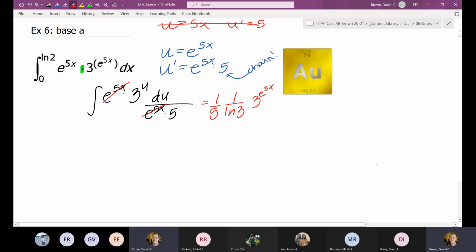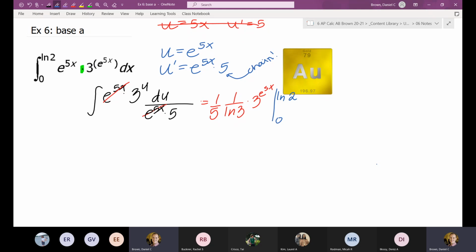Kind of a crazy looking answer. I would put a plus C here, but this is a definite integral, so I am going to draw the reminder that I am evaluating this from 0 to the natural log of 2. Before I evaluate it, any questions on that antiderivative? All right, so now I'm going to go ahead and evaluate it.